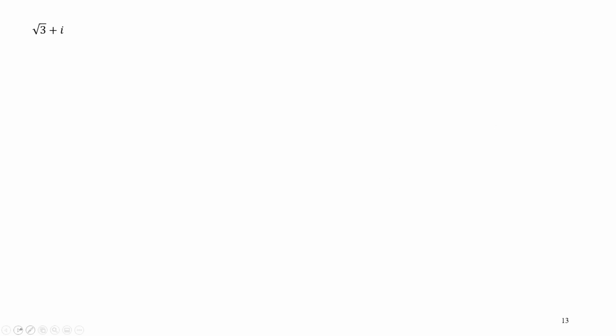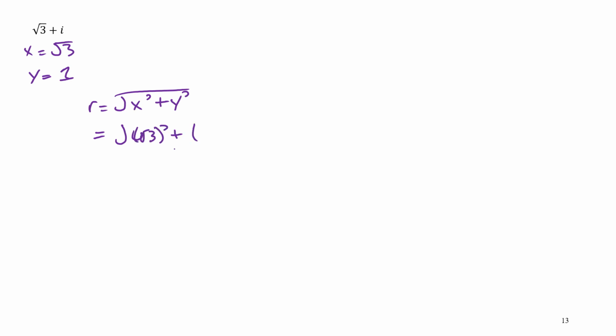For the next one, we have square root of 3 plus i. And so we know that our x is equal to the square root of 3, and our y is just 1. We get that r is equal to square root of x squared plus y squared. Plugging in our x, we get square root of 3 squared plus y, which is 1 squared. 3 squared is 3 plus 1, and r would equal square root of 4, which is equal to 2.